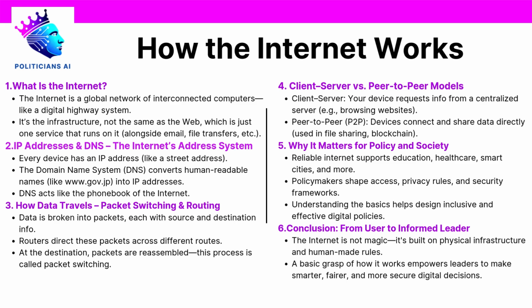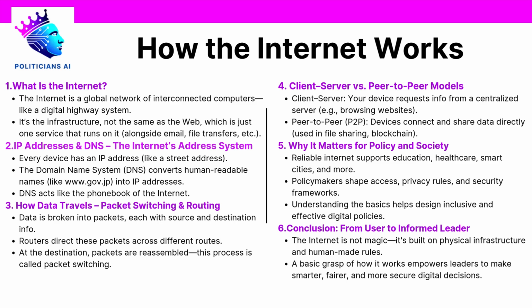Let's now look at two common models of communication on the internet. First is the client-server model. This is the most common model on the web. In this model, your device, such as your phone or browser, acts as a client. It sends requests to a central server, which stores and delivers data. For example, when you visit Google, your browser is the client and Google's server responds with the information you need. This model is centralized and easy to manage.